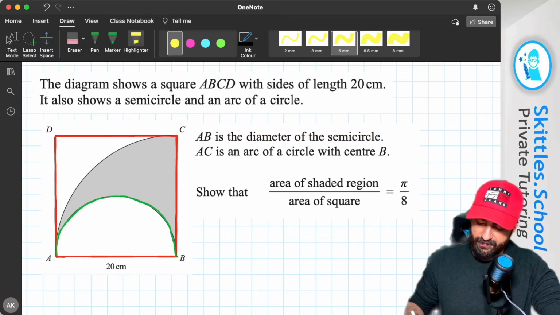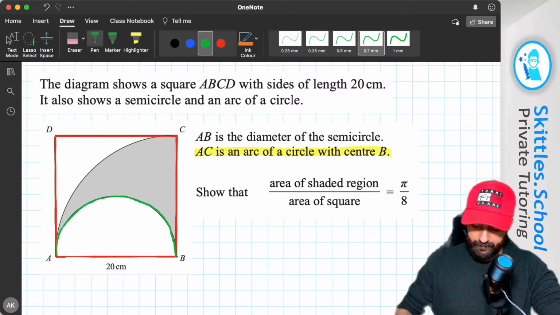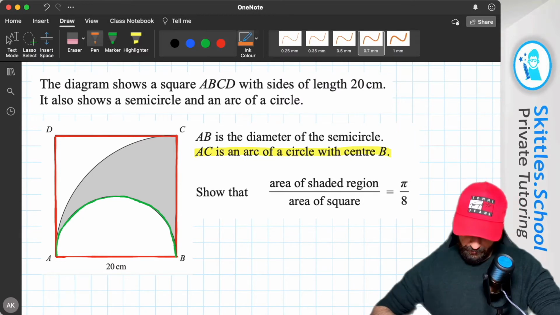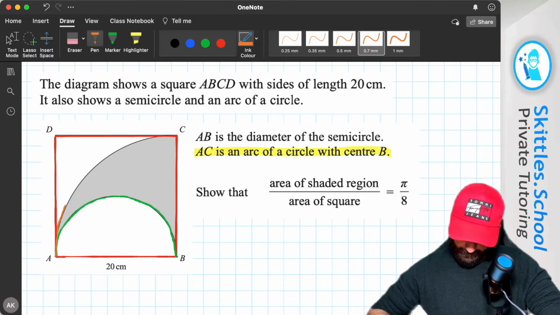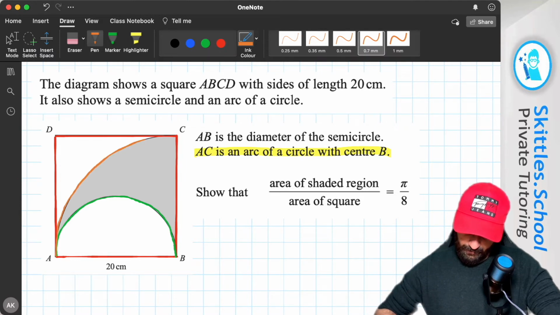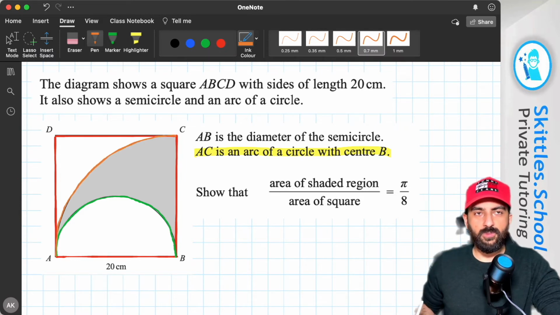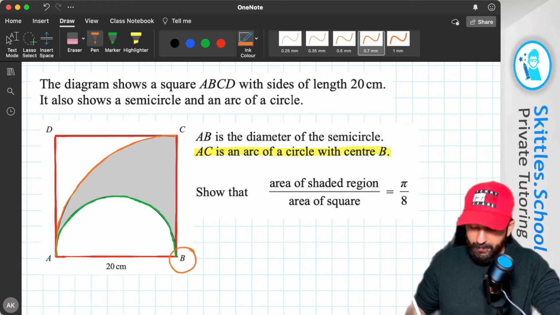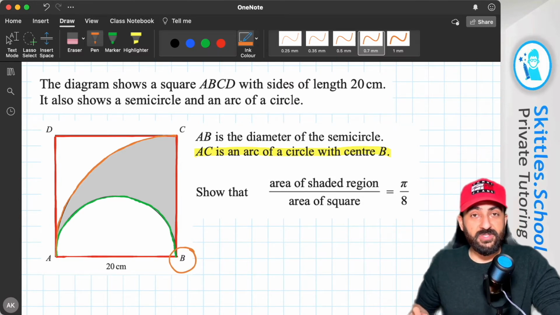Next part says, AC is an arc of a circle with center B. This I'm going to draw in orange. So AC is an arc of a circle where the center is at B. And because the center is at B, and this is a square, we can assume that that's a quarter of a circle.